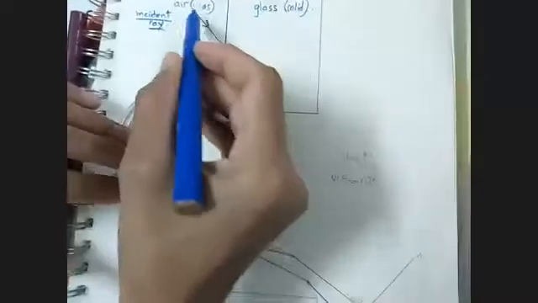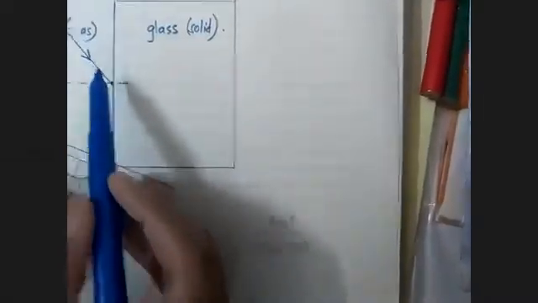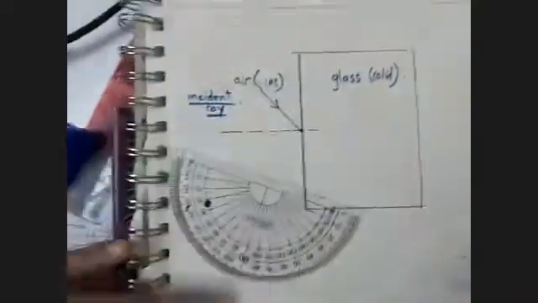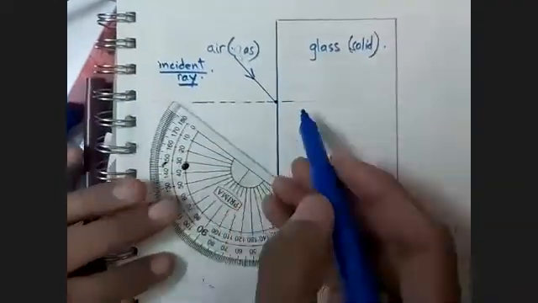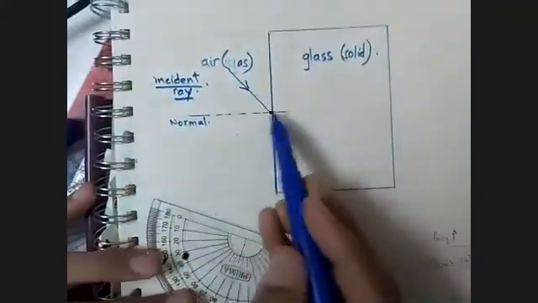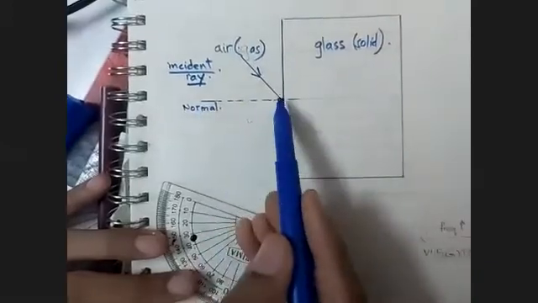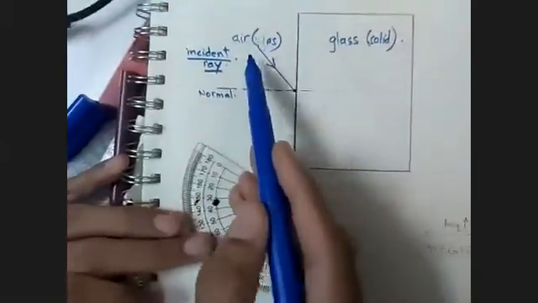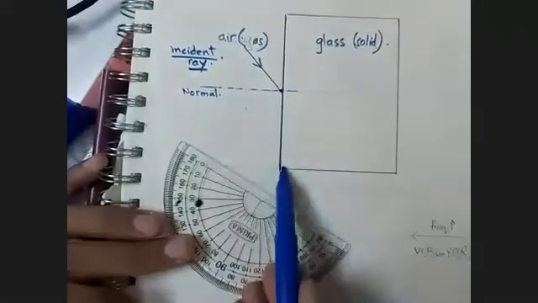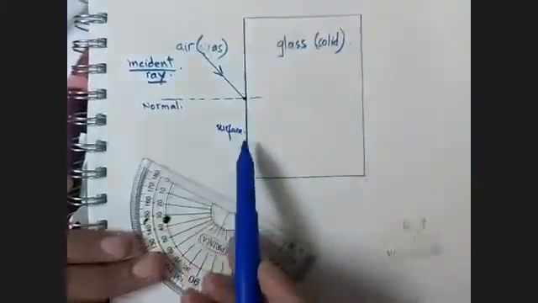Okay, so this is an incident ray. It is a ray which is falling on a surface, so that is called an incident ray. Now, what is a normal? Normal is perpendicular to the boundary between the two media. So we have glass, we have air, and the boundary between them is this surface. We also call the boundary the surface, and the line which is perpendicular to that surface or boundary is called the normal.